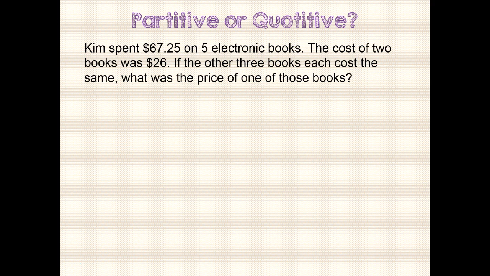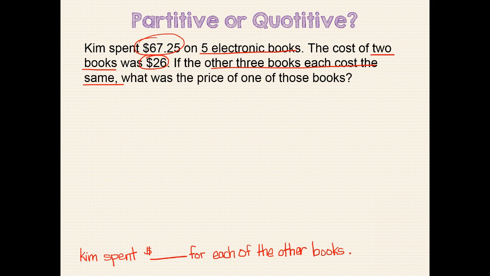Since we need to find out the price of one of the books, our sentence statement can be, Kim spent blank dollars for each of the other books. When rereading the problem, we identify the important information we need to solve the problem. This problem is partitive because we know the number of groups, 5, and we need to find out how much is in each group, or how much each book costs.